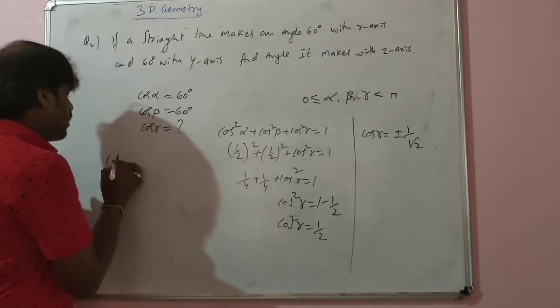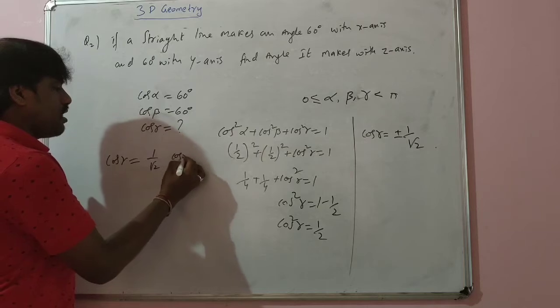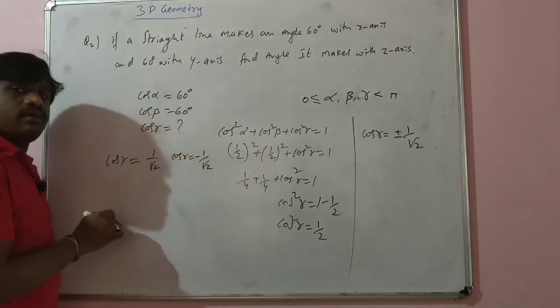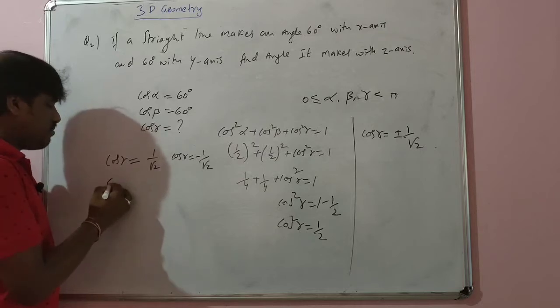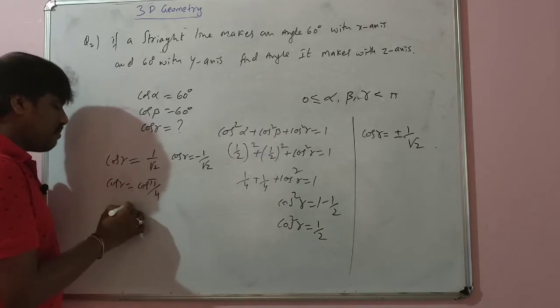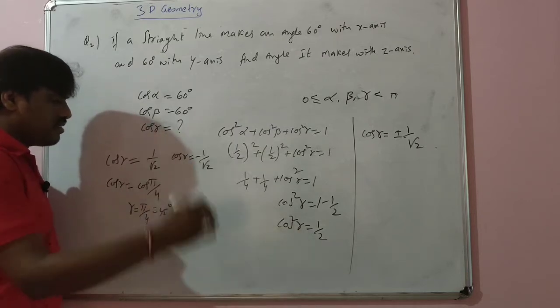So cos gamma can be plus 1 by root 2, or cos gamma can be minus 1 by root 2. Cos gamma will be 1 by root 2 if it is cos pi by 4. So gamma is equal to pi by 4, that is 45 degrees.